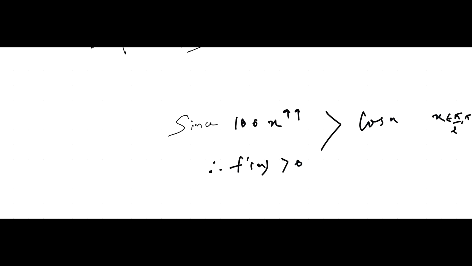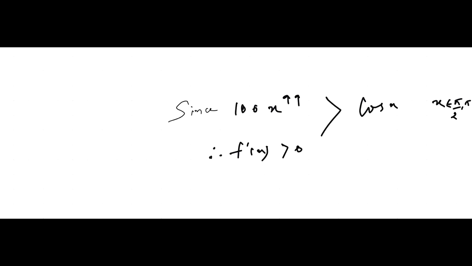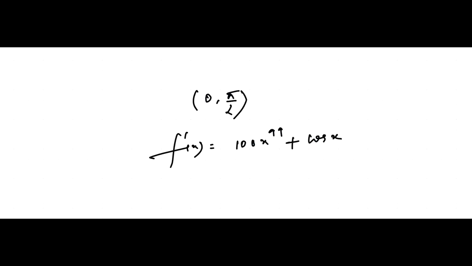Option 3, we have to check in between 0 to pi by 2, and still we have f dash x as 100x to the power 99 plus cos x. Okay, let's think about it. If we take 0 to pi by 2, of course both terms will be positive, so the result will be bigger than 0.